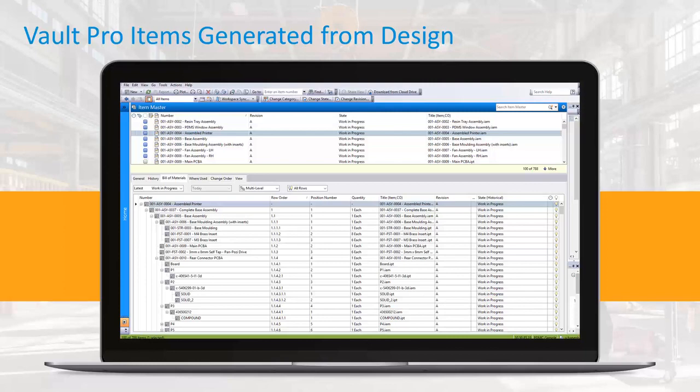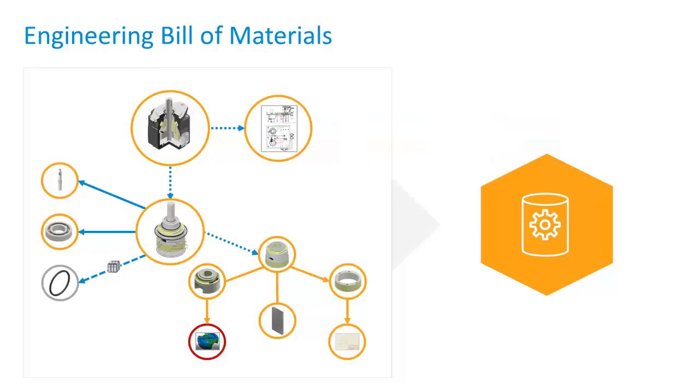And that's the power of this, because we're inside one application in Vault Professional, the CAD files on the one side and the item is on the other, and they are joined together. Notice we get things like quantity, we get the position number, we get the row number. Vault simply knows all. It knows what's inside the CAD file and it collects it for you.